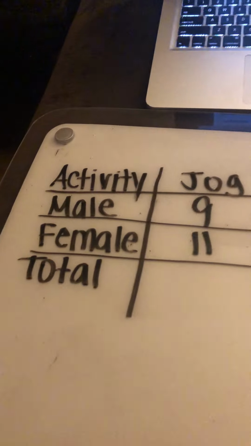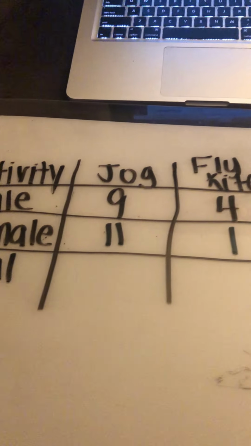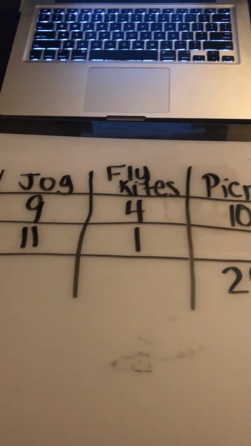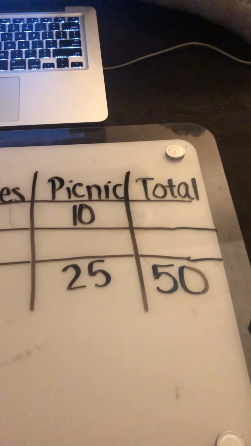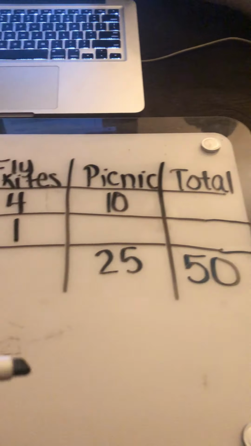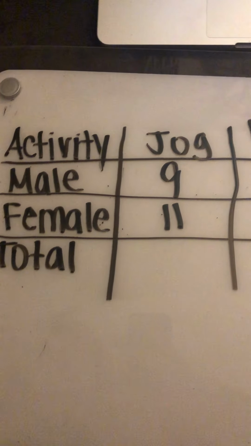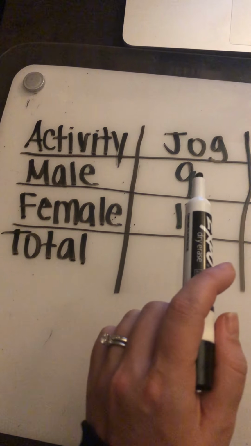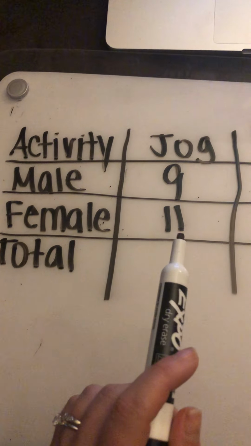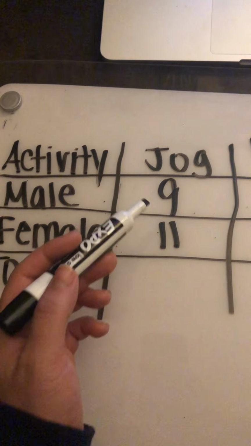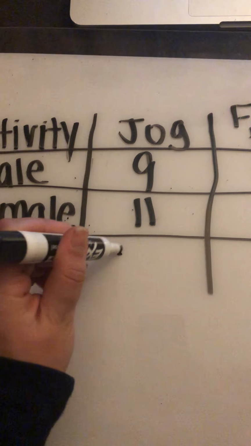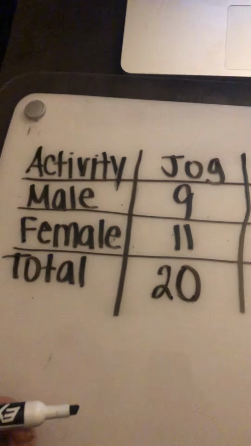So we did this yesterday. It's just now our table's a little bit larger. We're comparing males versus females and the activity that they prefer. So we have jogging, flying kites, and picnic. And then obviously our outside row and our outside column are our totals. To fill in our blanks, we look here. We have 9 males prefer to jog, 11 females prefer to jog. So the total would simply be adding those 2 numbers. 9 plus 11 gives us a total of 20 people that prefer to jog.